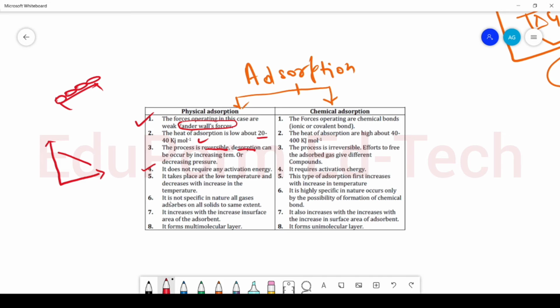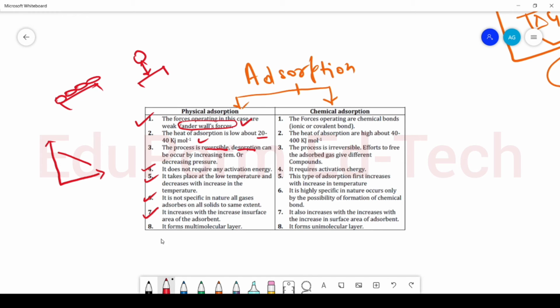In this case, only van der Waals forces are present and no bond formation takes place between the adsorbate and the adsorbent, so no activation energy, that means no bond formation energy, is required. It takes place at low temperature and decreases with increase in temperature. It is not specific in nature. Any gas can be adsorbed; it is not specific that a certain gas will get adsorbed on a certain metal. It is non-specific in nature.